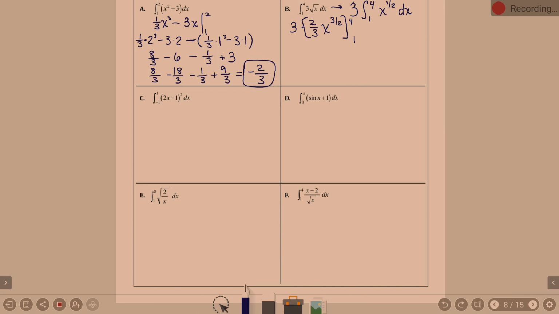Now, you have an option of which way to go here. My recommendation, I can go ahead and plug the 4 in, do all this math, and then just multiply my final answer by 3. However, what do you see right here? You would cancel out those 3. What is 3 times 2/3? 2. So you can think of this as 2x to the 3/2 evaluated from 1 to 4.